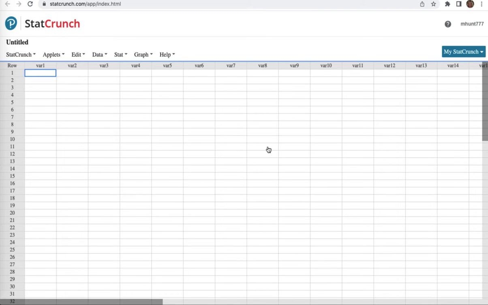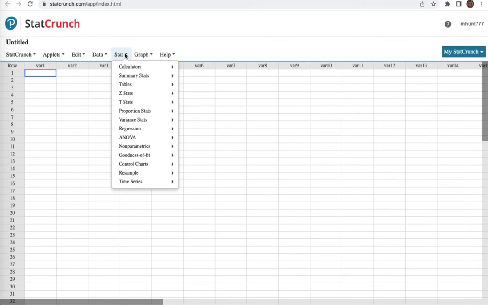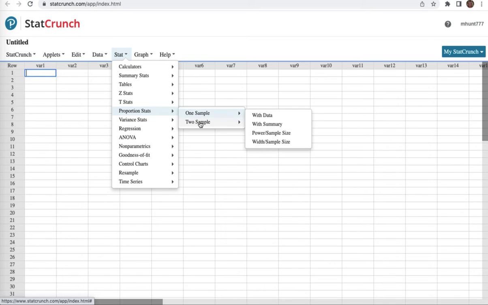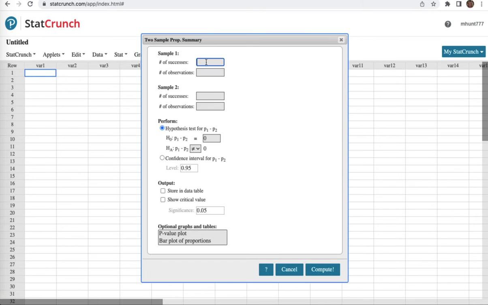So here we are in StatCrunch. To compare those two proportions, we're going to go under Stat, Proportion Stat, and we're going to pick two sample because we have men and women, and we're going to go with the summary.